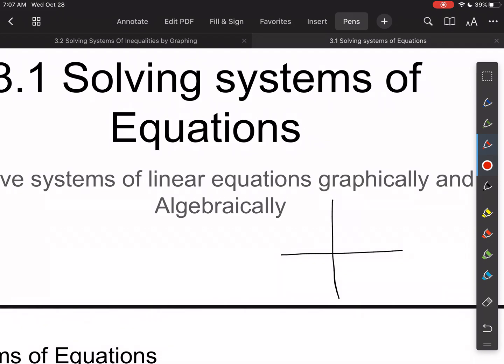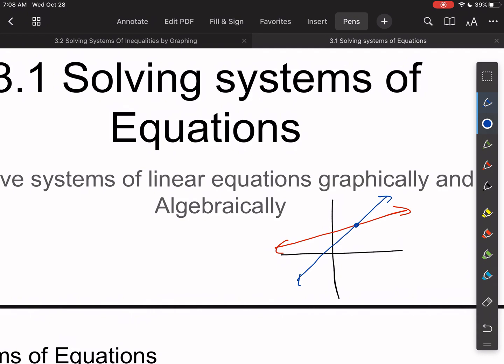If we had one line that is talking about cost and one line that is talking about income, the place where the two graphs cross, so if we're talking about costs, perhaps our cost is doing something like this over time, and then hopefully our income is doing something like this over time. The place where those two things cross, that's called the break-even point, and for math purposes, that is called the solution to the system.